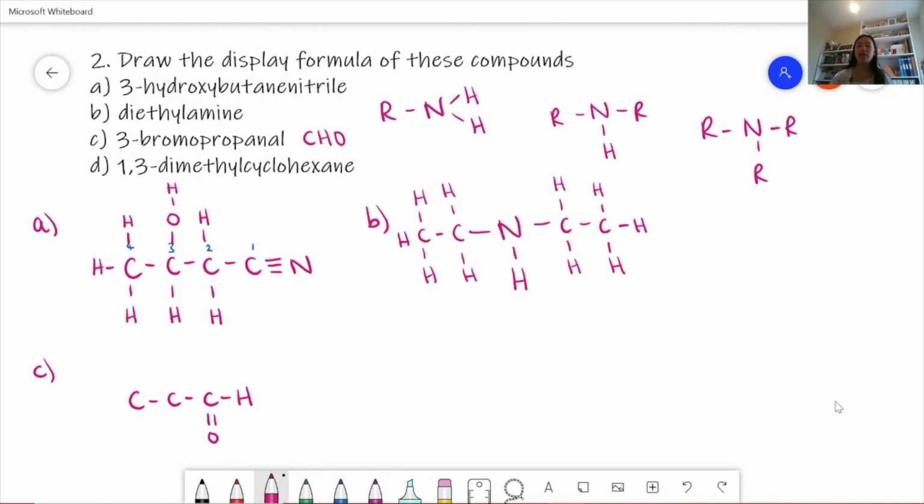And then we have 3-bromo. So when we have these kinds of functional groups, automatically the carbon with that functional group will be named number 1 because it takes priority. So we have 1, 2, and 3, and so the third carbon is the last carbon, and we've got a bromine attached to it, and then the rest are all hydrogens.